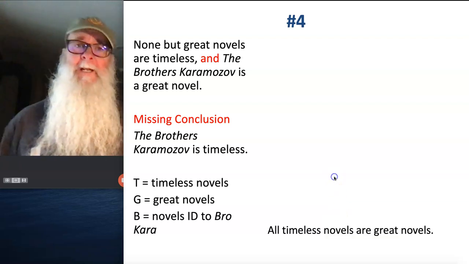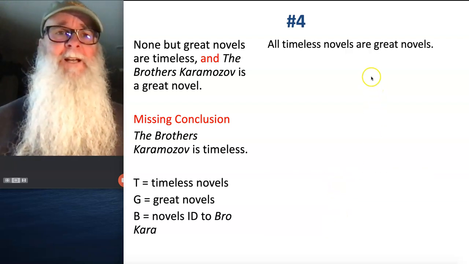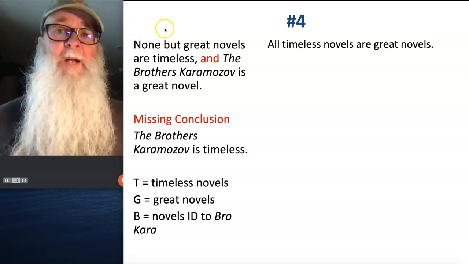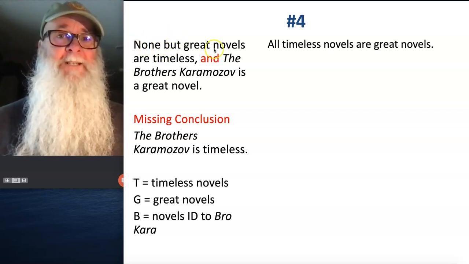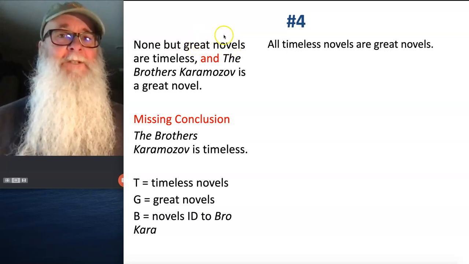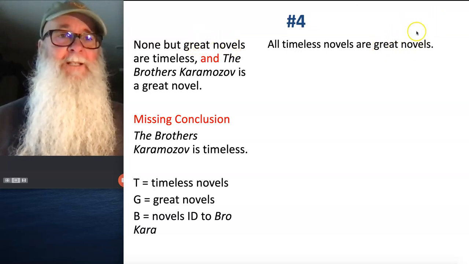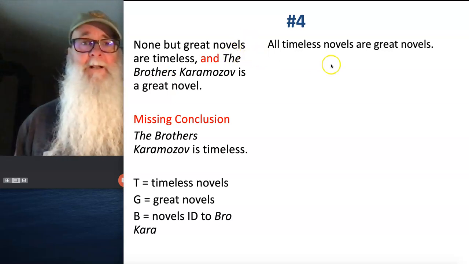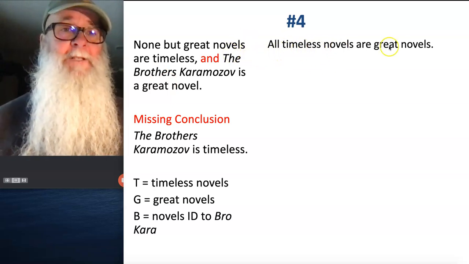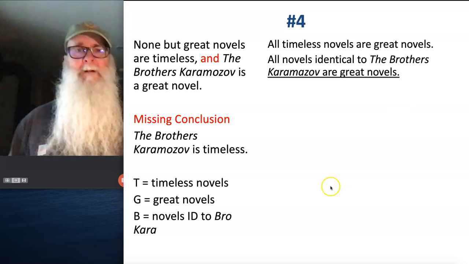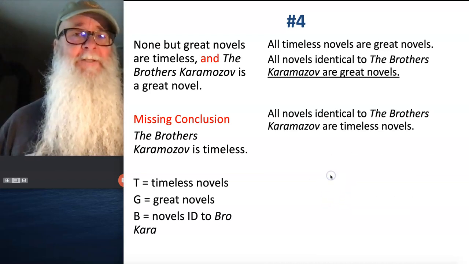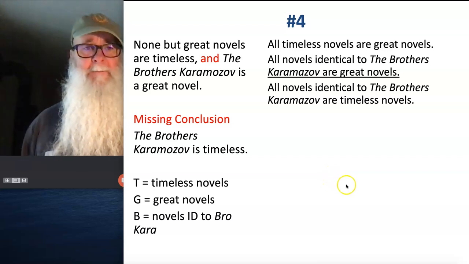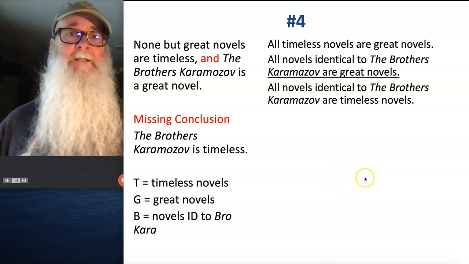Using these terms, we can translate the first premise as all timeless novels are great novels, and we're going to remember that phrase, none but, that exceptive phrase, tells us that whatever follows is going to be the predicate of our translated categorical statement. So none but great novels are timeless gives us all timeless novels are great novels. Premise number 2 is all novels identical to the Brothers Karamazov are great novels, and our conclusion is all novels identical to the Brothers Karamazov are timeless novels.